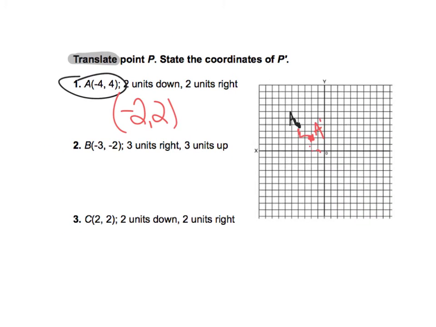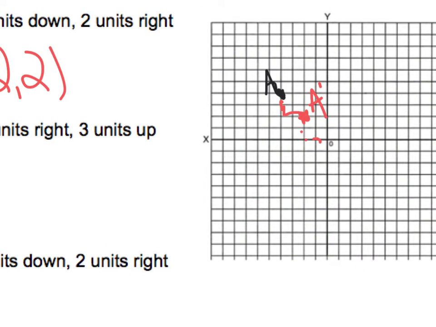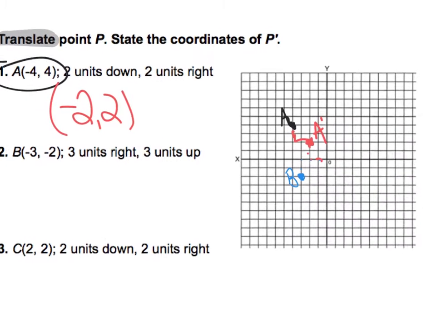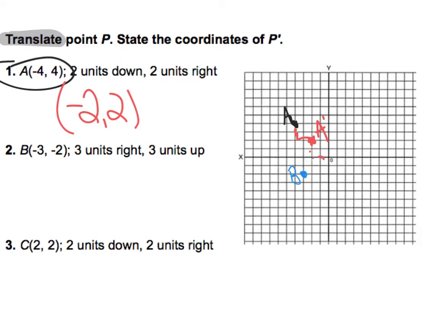Okay, so then we have point B at negative 3, negative 2. So let's plot that. 1, 2, 3, negative 2. So there's our point B. And it says we are going to translate it 3 units to the right and 3 units up. So we're going to count 1, 2, 3 units to the right, 1, 2, 3 units up. And here we are. We're going to call that B prime, and the ordered pair of B prime is 0, 1.